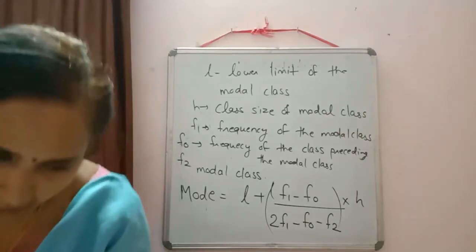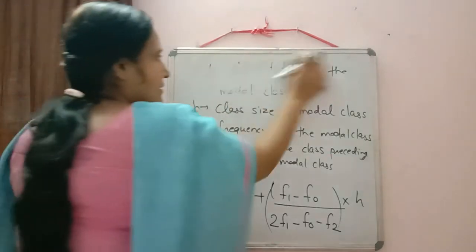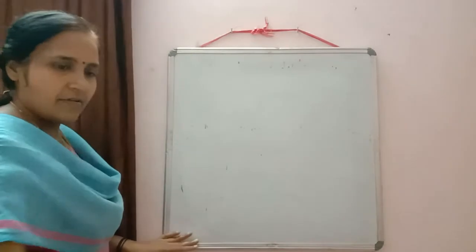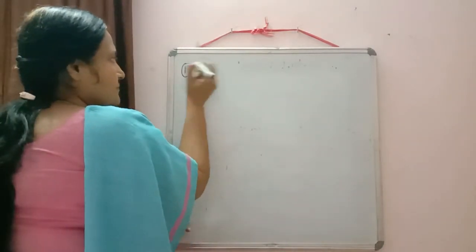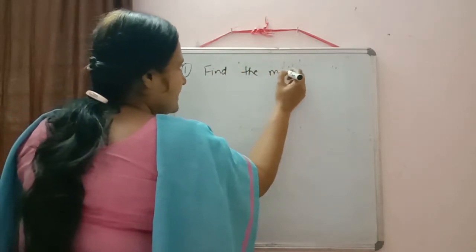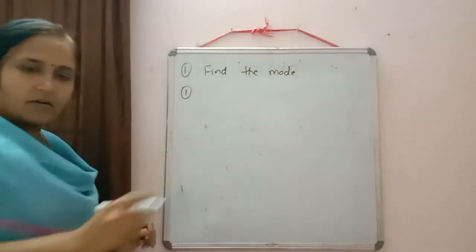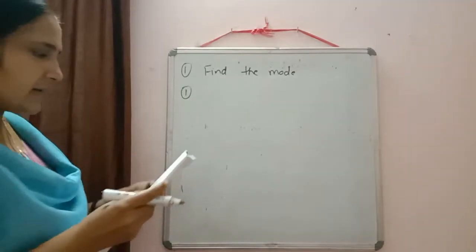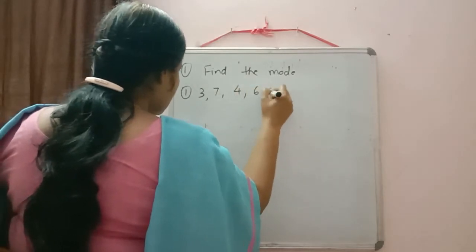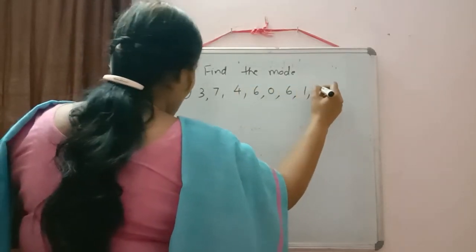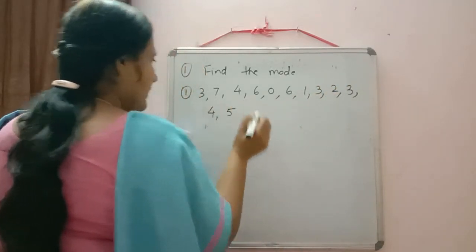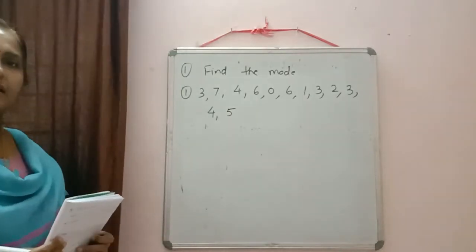All of you write down. The first question is: find the mode. Write down the first one. The numbers given are 3, 7, 4, 6, 0, 6, 1, 3, 2, 3, 4, 5. We have to find the mode.